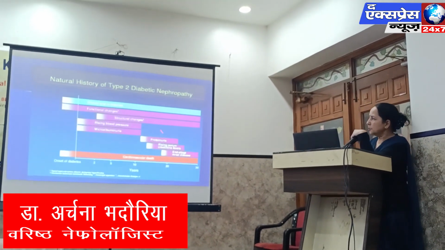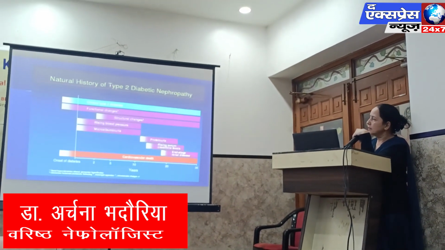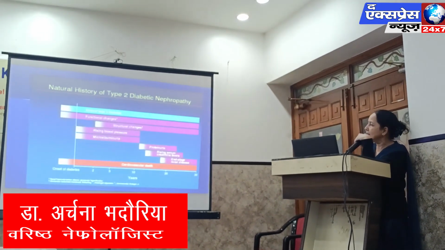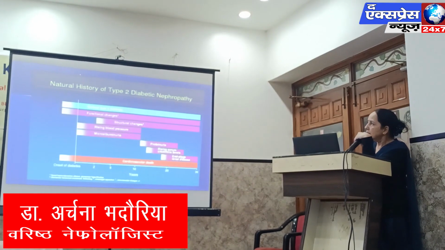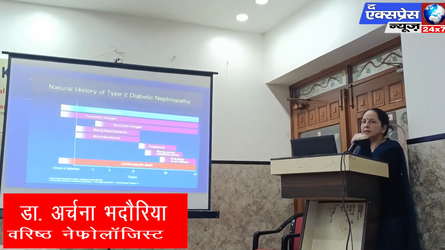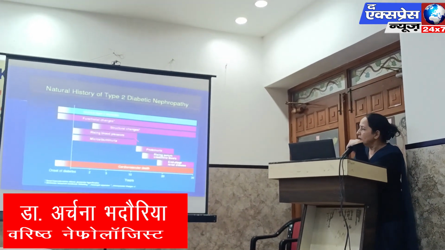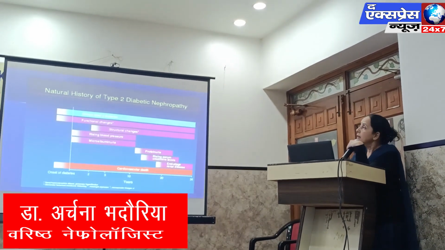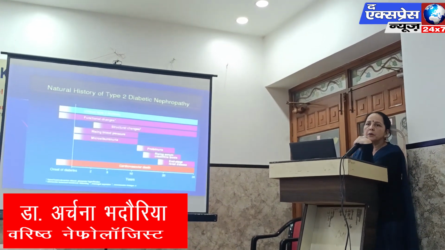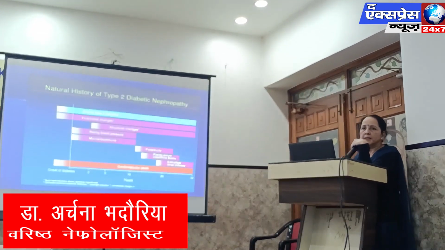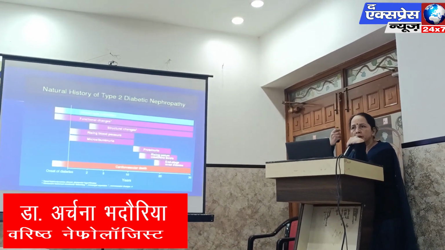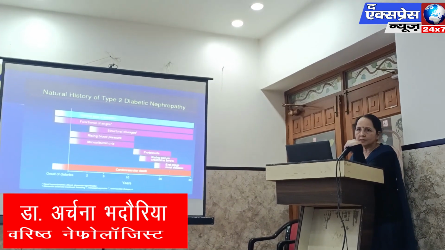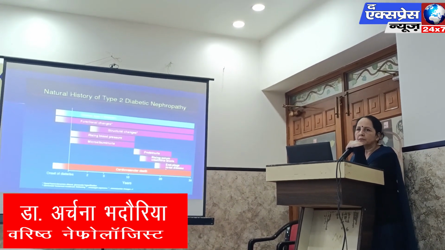So suppose a diabetic patient is detected to be having kidney disease in a very incipient stage, and suppose 100 patients are there, only 20 will reach the stage of dialysis or transplant. 80 in between will die because of cardiovascular complications. They will have a heart attack or a brain hemorrhage. They will die. They will not reach the stage of end-stage renal disease or stage 5 of kidney failure.